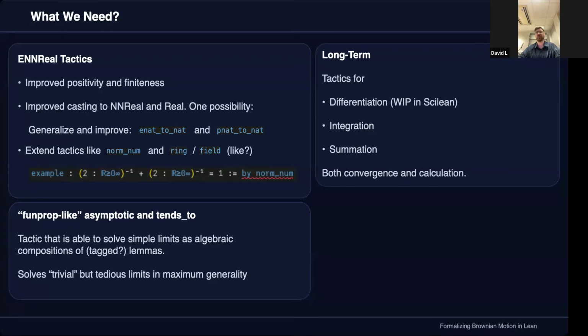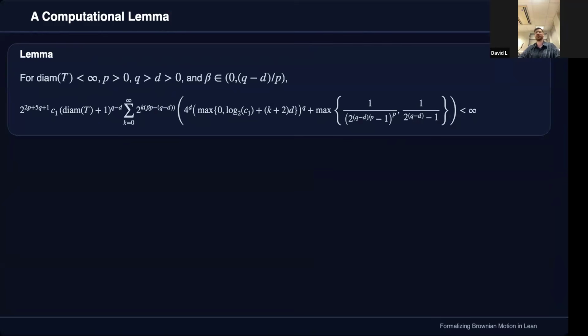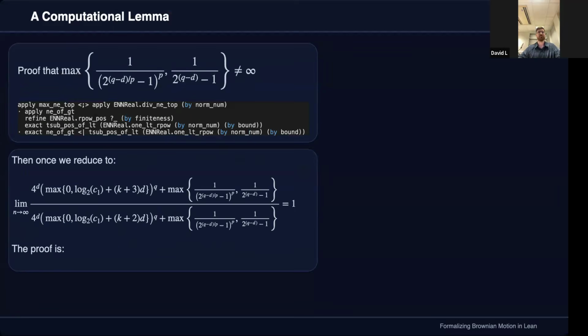I think differentiation is in progress in Sillin. Probably compute_asymptotic could be made to do some of this in some cases, but not all cases. So obviously this is more of a long-term vision, but it would be nice eventually if you could do everything Wolfram Alpha could do, and it would be amazing if one day this lemma was just one tactic. I believe it might be many years, but that could certainly happen. Okay.